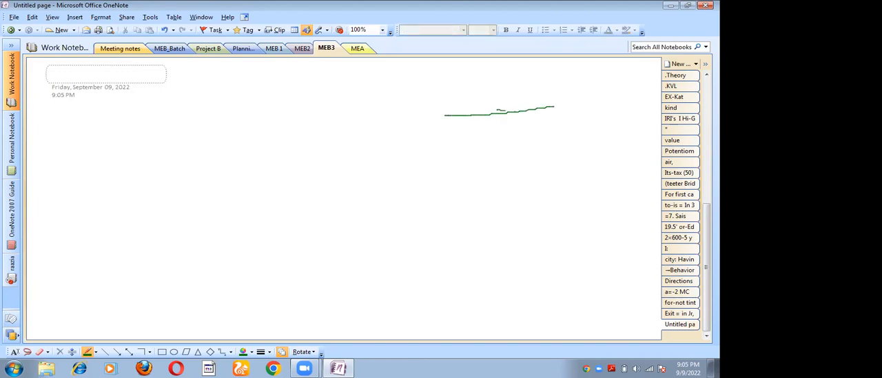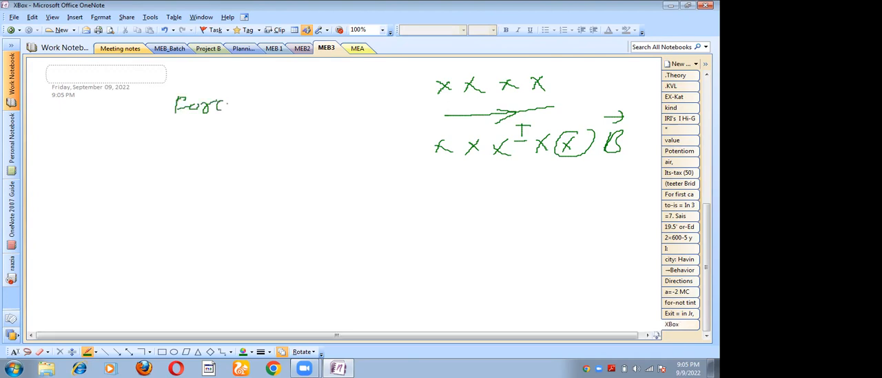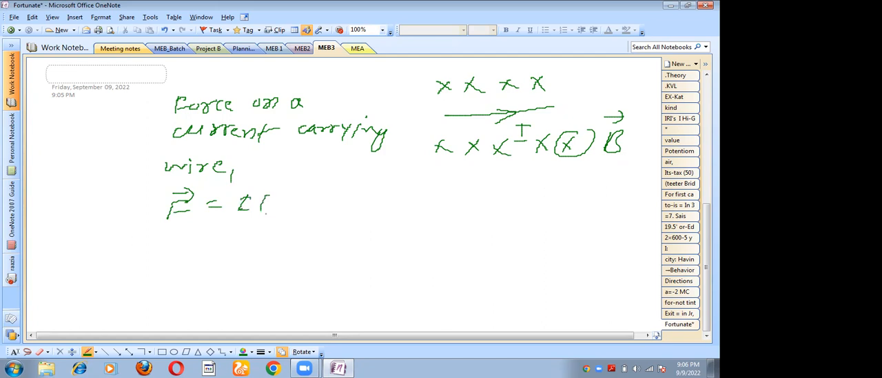I have a current carrying wire placed in a magnetic field, and the current in the wire is I. Suppose the magnetic field is B, then the force on the current carrying wire will be given by F is equal to IL cross B. So this is the force acting on a current carrying wire placed in a magnetic field.